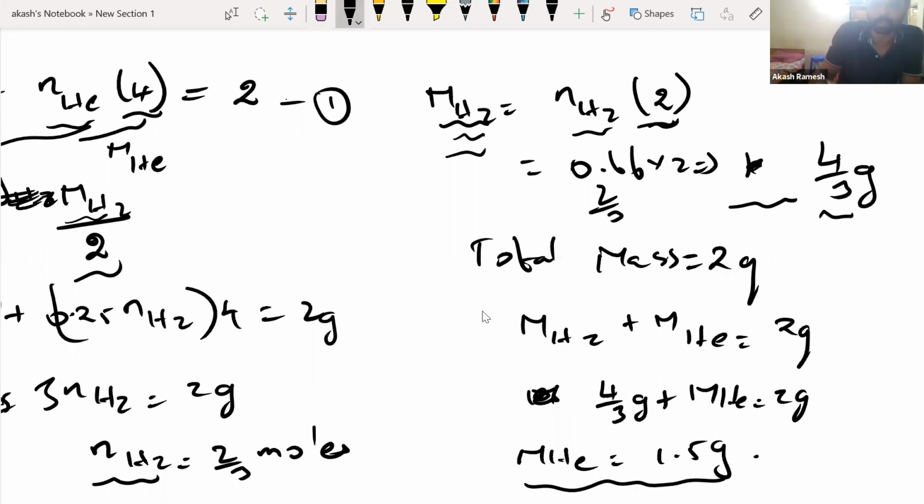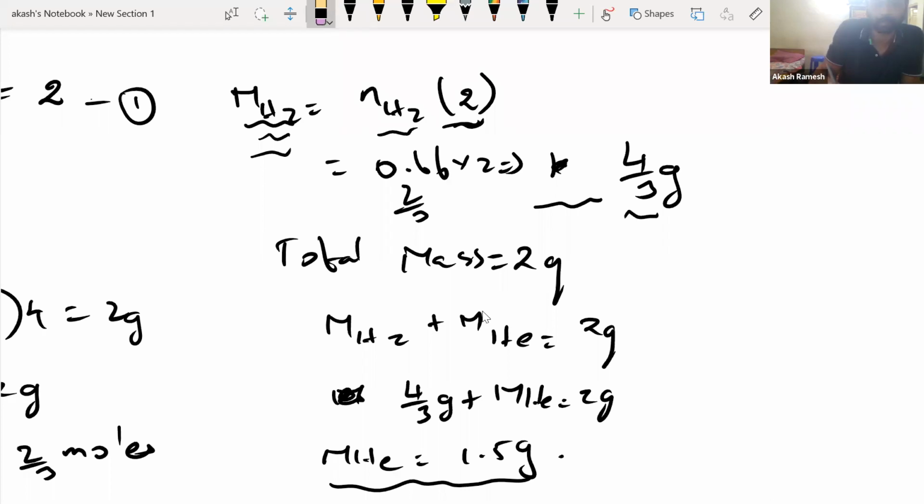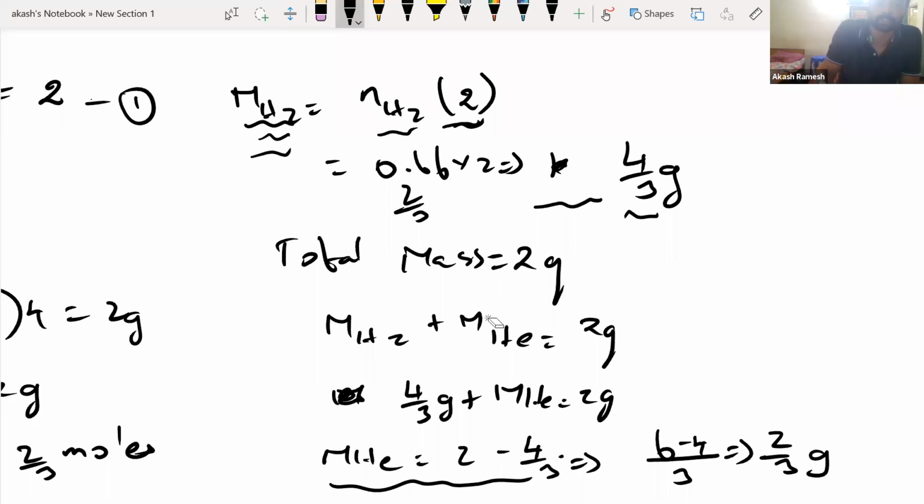So it will be 2 minus 4 by 3, which will become 6 minus 4 over 3, which is 2 by 3 grams. So the answer is 0.66. This is the answer. 2 by 3 gram is the answer. That is there in the choices also. Yeah, this is what is correct.